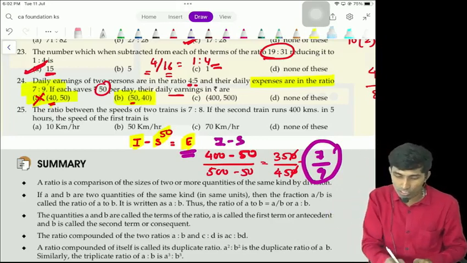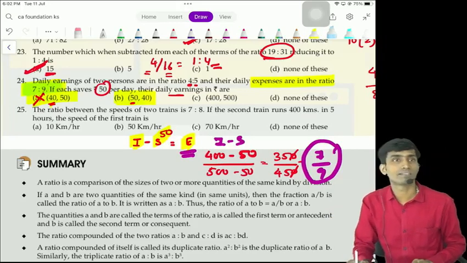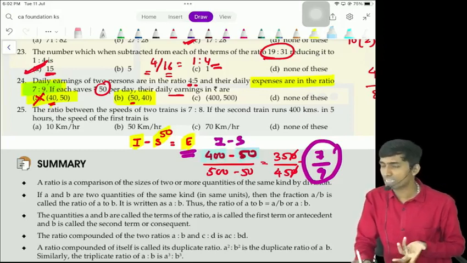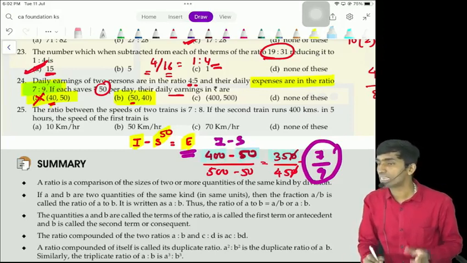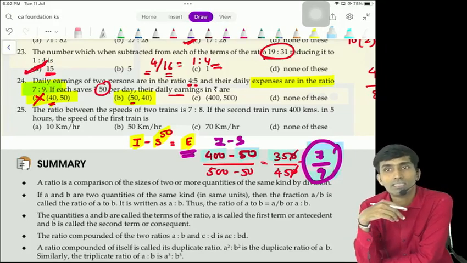Expense, the ratio is what? 7 is to 9. 100% the option is what? C. Yes or no? And cross verify. 400 income minus savings, you should get expense. Check the expense ratio because it is given. Simple, no? Understood now?